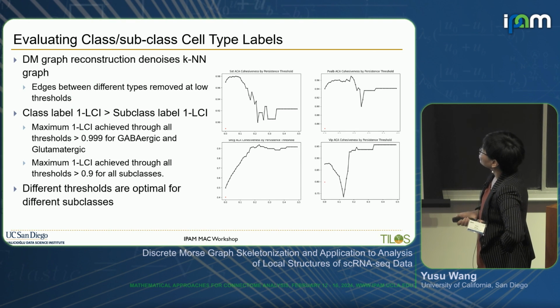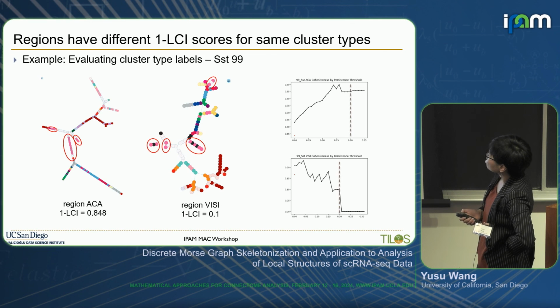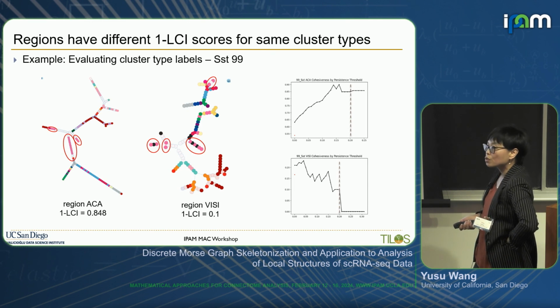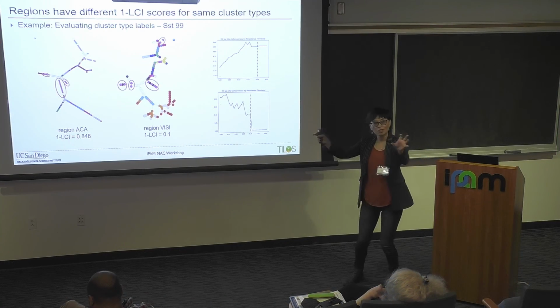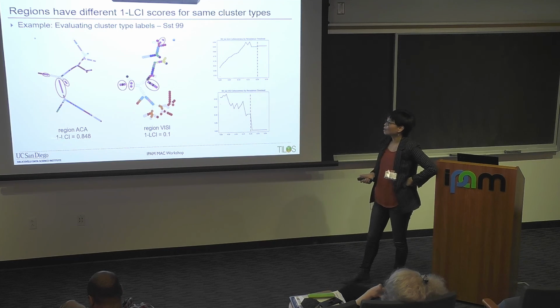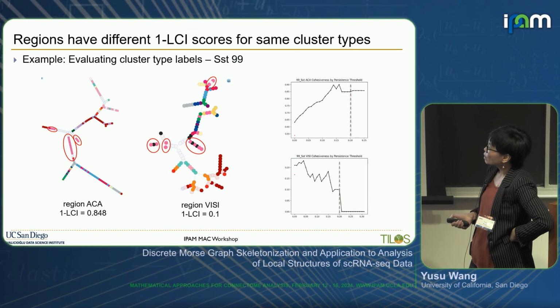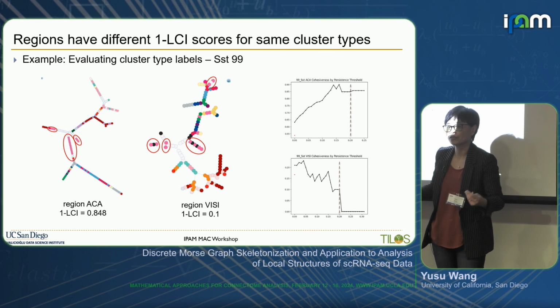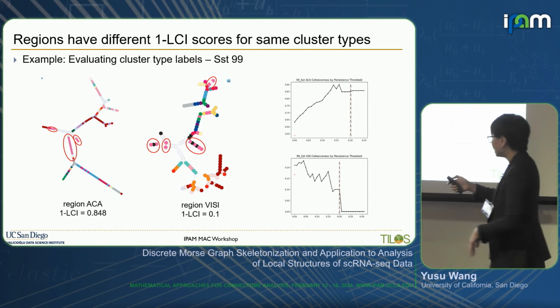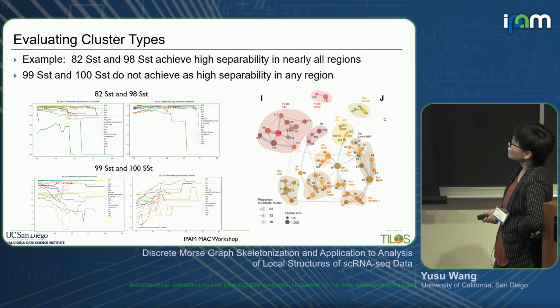Let me just move on to here. You can also use this to look at differentiation between different types of cells in different regions. Interestingly, here I'm showing SST 99, which is one of the cell cluster types. In one of the regions, it's pretty consistent, they are clustered well together. But in a different region, they're pretty bad. They keep getting mixed with other types. It's hard to differentiate between this type and other types. So you can use this graph to help do that analysis as well.